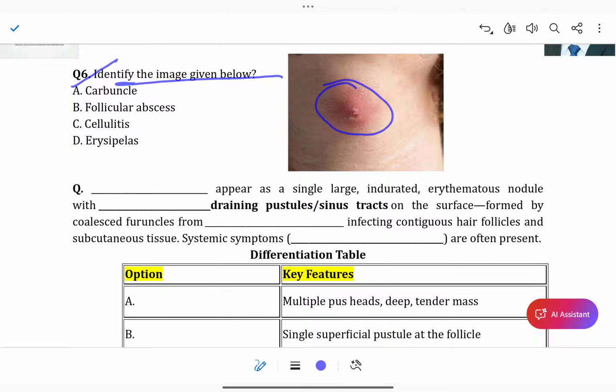Carbuncle, follicular abscess, cellulitis, erysipelas. Among all these four options, option A is correct, that is carbuncle. See the image, carbuncle. Let me make it clear.